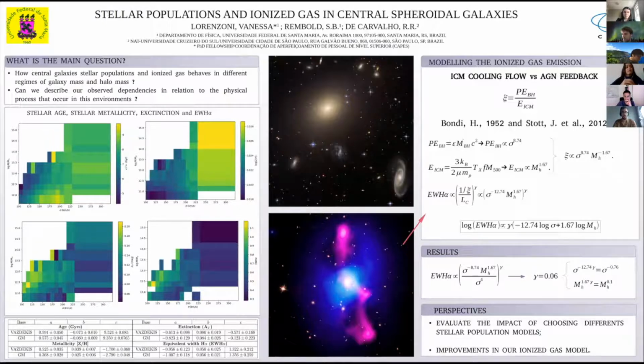As you can see in the figure on the left, we analyze how mean stellar age and metallicity, extinction, and equivalent width of H-alpha behave as a function of these regimes of mass. And we show that the ionized gas is well described by a simple model that includes a combination of AGN feedback from the central galaxy and the ICM gas cooling.